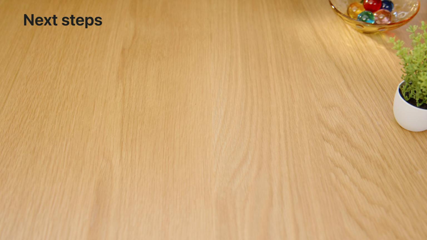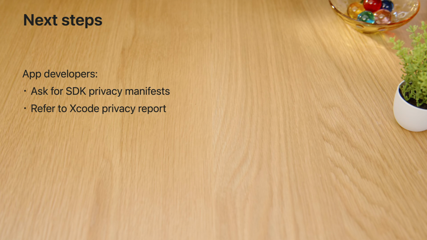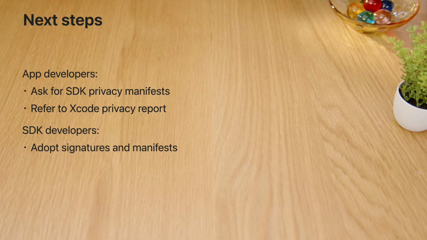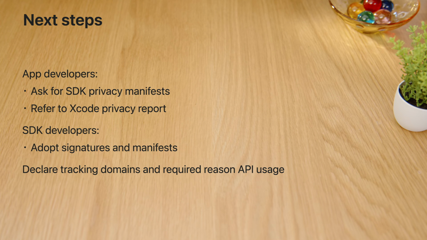Okay, here's what's next. App developers, ask for SDK privacy manifests from your third-party SDK developers. Always refer to the Xcode privacy report when you're submitting your app to keep your nutrition label up to date. SDK developers, adopt signatures and manifests. These are super helpful to your customers. All developers, document and declare tracking domains and required reason API usage in your app or SDK's privacy manifest.